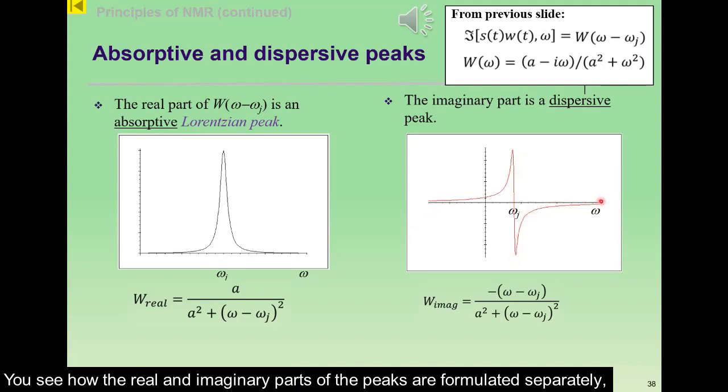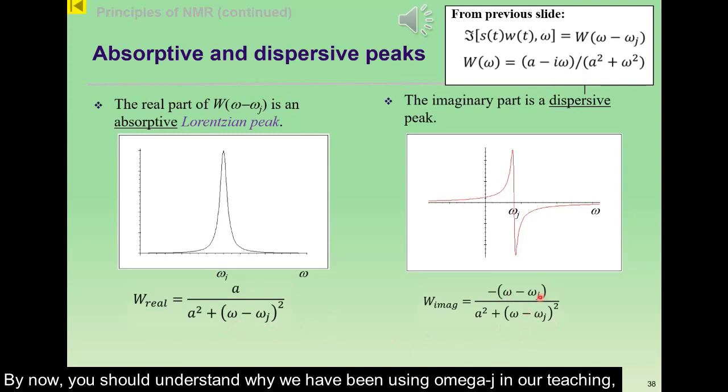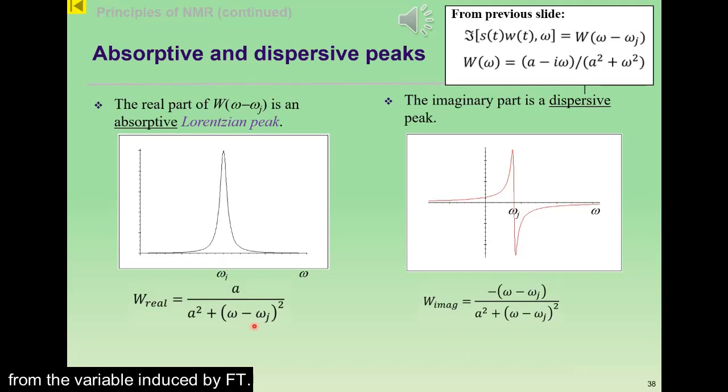You see how the real and imaginary parts of the peaks are formulated separately, where omega in the previous slide has been changed to omega minus omega j. By now, you should understand why we have been using omega j in our teaching, simply because omega j is a constant. And we want to make it look different from the variable induced by Fourier transform.